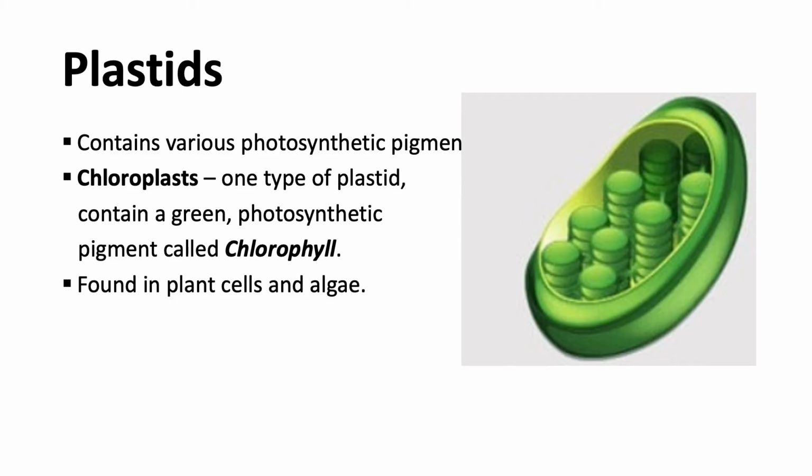Plant cells and algae contain both mitochondria and another type of energy-producing organelle, which is the plastid. Plastids are membrane-bound structures containing a lot of photosynthetic pigments. Chloroplast, one type of plastid, contains a green photosynthetic pigment called chlorophyll. So, as we all know, photosynthesis is a process by which light energy is used to convert carbon dioxide and water into carbohydrates and oxygen. Thus, photosynthesis converts light energy into chemical energy.